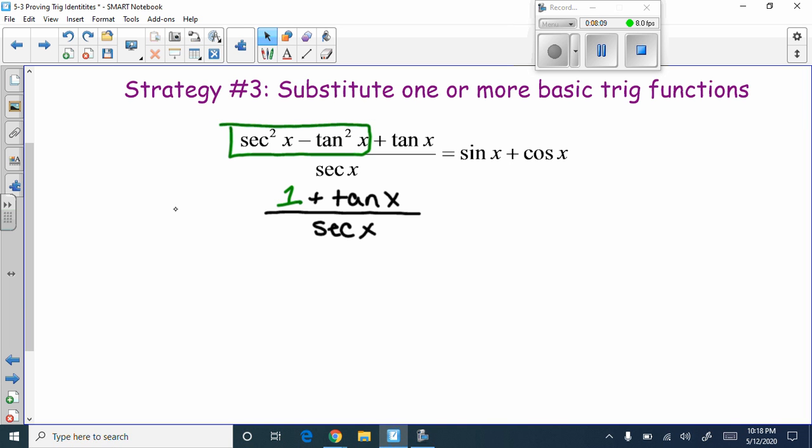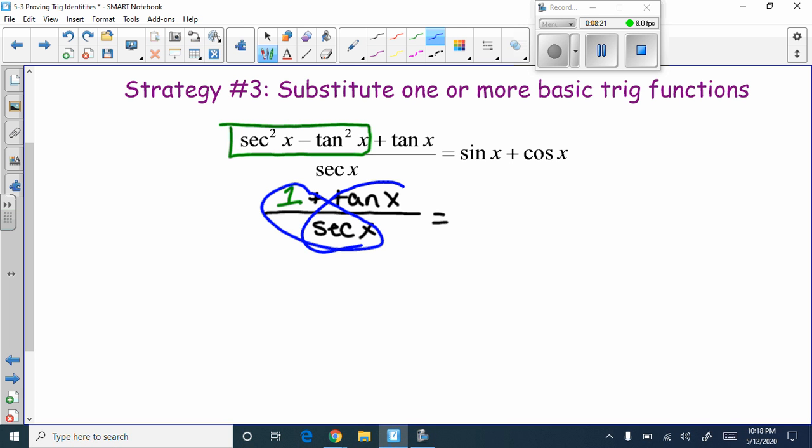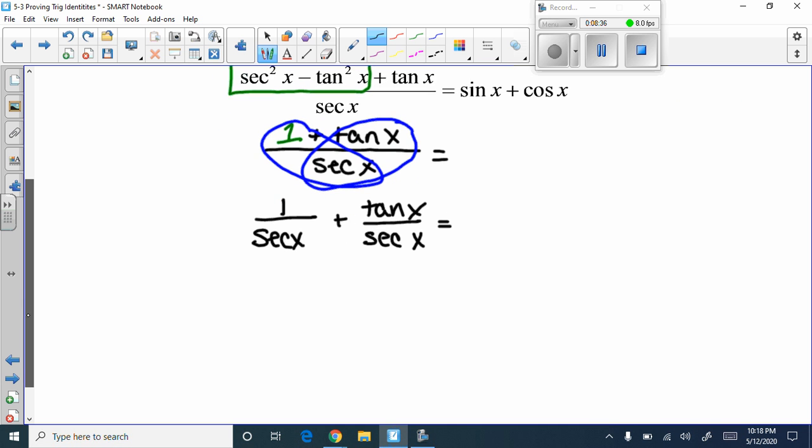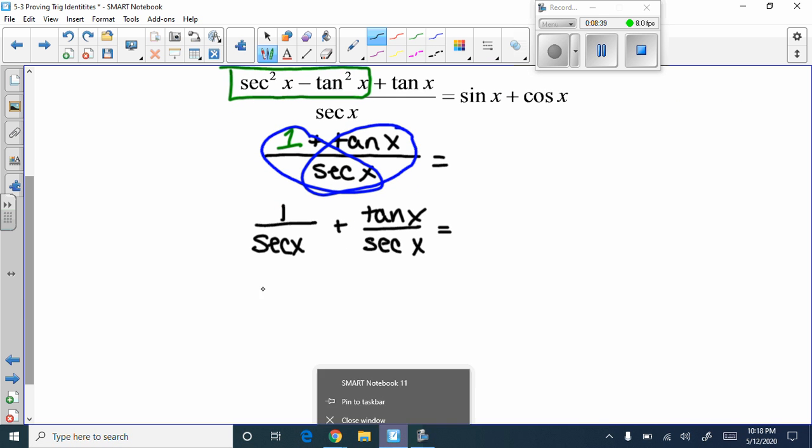All right, and then if you look over to the right at what we're trying to get here, we're trying to get sine x plus cosine x. And notice that there's no fraction anymore. Well, here we can now break apart this fraction, which is one way we could do this. So I can take 1 over the secant of x plus tangent x over the secant of x. And 1 over the secant of x, well, that is cosine x. So that's good news.